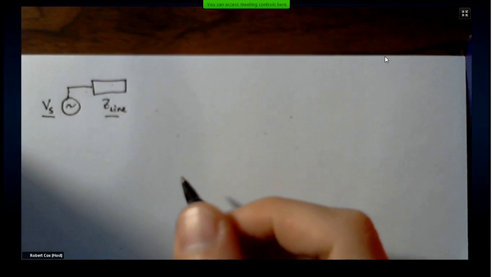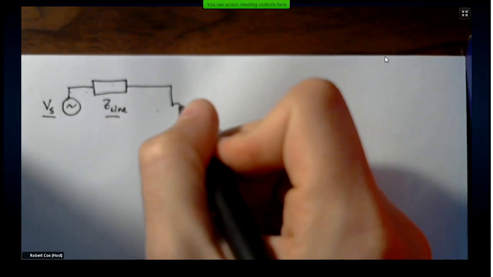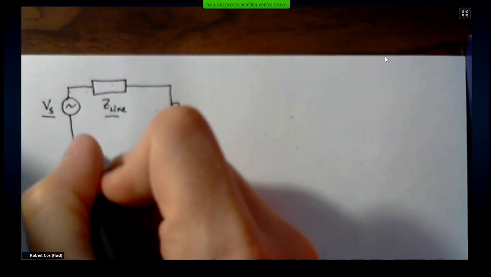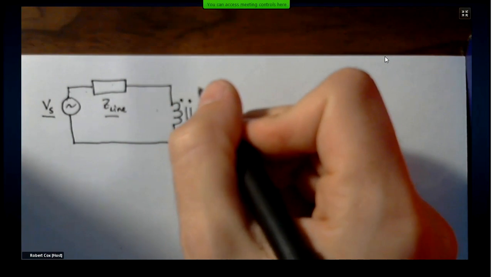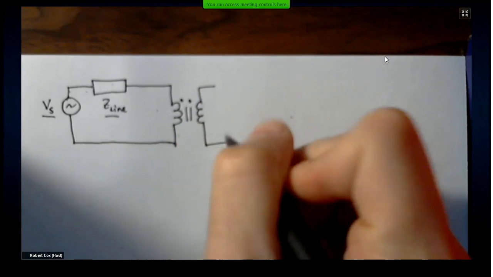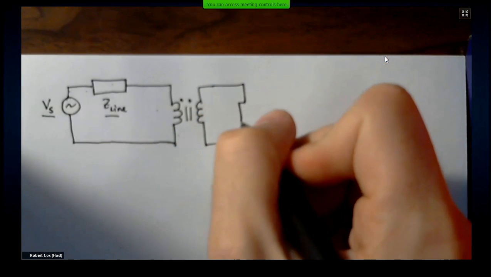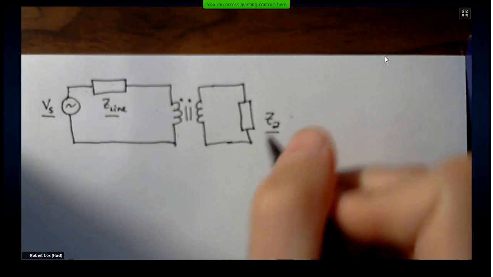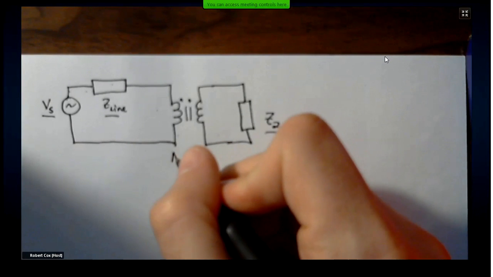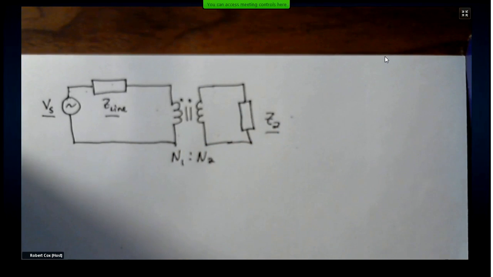All right, so let's say I've got this set up. Here's a source Vs. Let's say there's some impedance in series with it. And then it's hooked up to some sort of an ideal transformer. And on the secondary of this ideal transformer is some impedance Z2. I've got N1 turns here and N2 turns here.